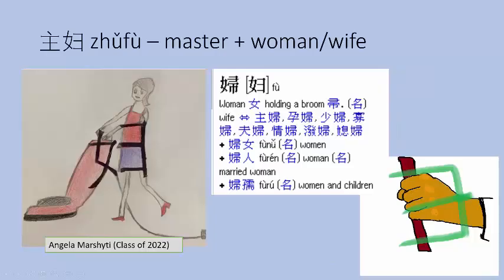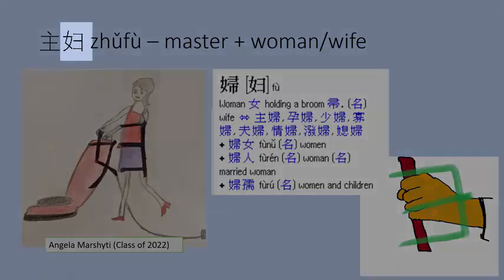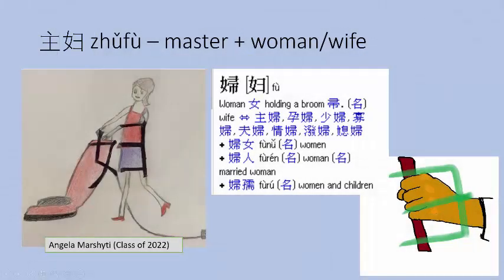Continuing, the word 家庭主妇 for housewife or homemaker. The next characters are 主 and 妇. 主 means master, and 妇 means wife. Wife is a combination of the woman radical and the broom radical, because the wife would work keeping the house clean. Here the student has illustrated it where she's moved on from a broom to a vacuum.